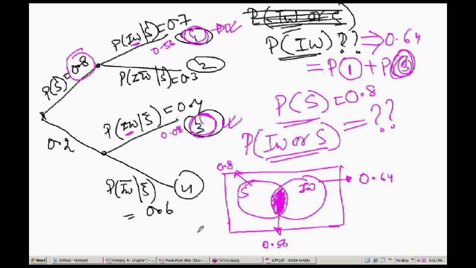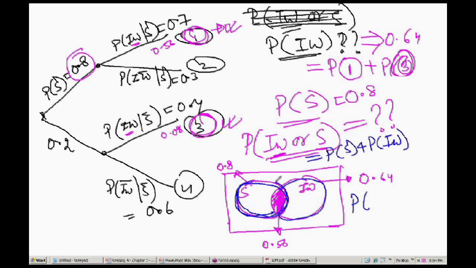Now I want to know the probability that Sachin will play or India will win. So we are concerned about this particular set, this entire S, and now we have covered this S, so I want this part. But if you add P(S) plus P(IW), what is happening is S is this complete set, IW is this complete set.